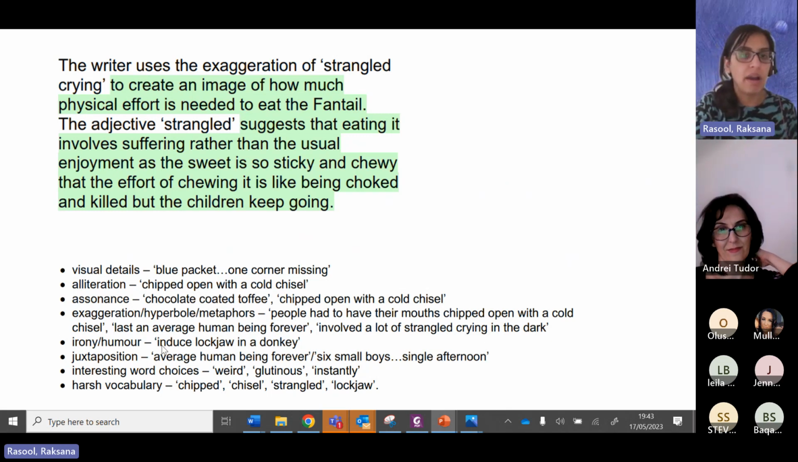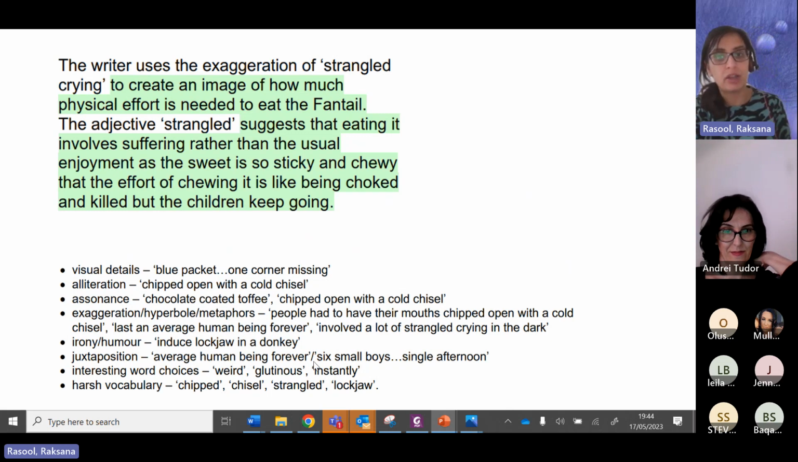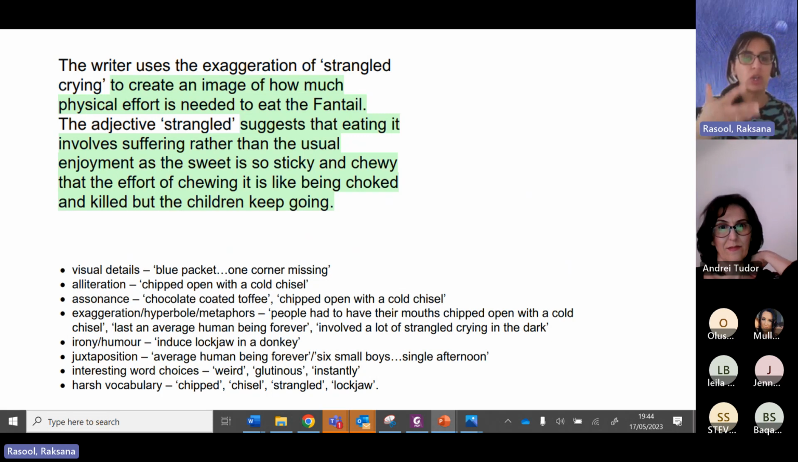Okay, irony, humor, induced lockjaw in a donkey, the juxtaposition of an average human compared to 6 small boys in a single afternoon. Interesting word choices like weird, glutinous, instantly, and the harsh vocabulary, which we already picked out, but you'd have to make sure you kept it to that paragraph, like chipped, chiseled, strangled, lockjaw. Okay, that's quite harsh, powerful.